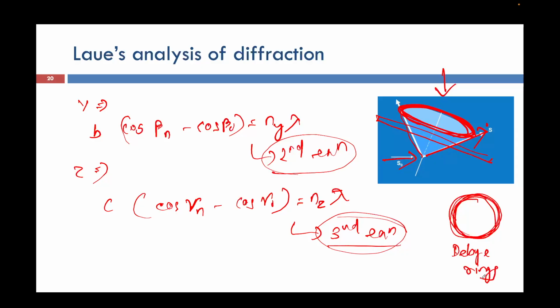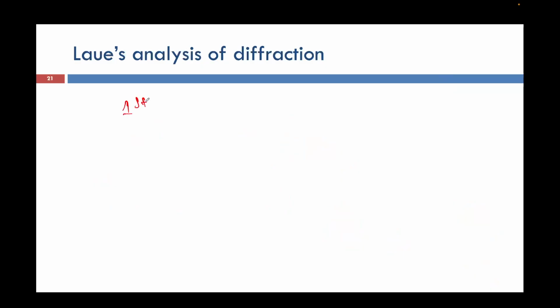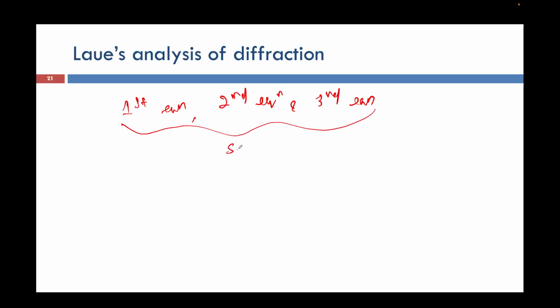And when the first equation, second equation and third equation are satisfied simultaneously, that means the condition of scattering for all these three equations, in all three directions, the path difference is an integer multiple of wavelength, then only the condition of diffraction takes place.